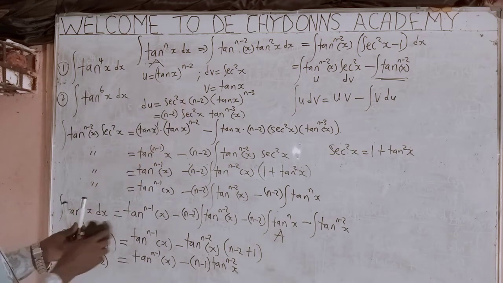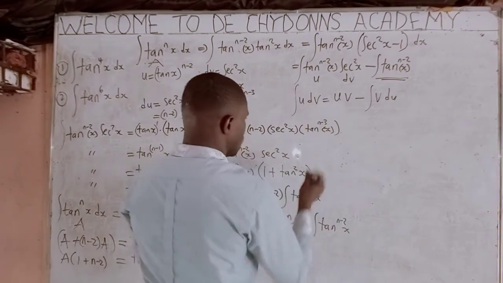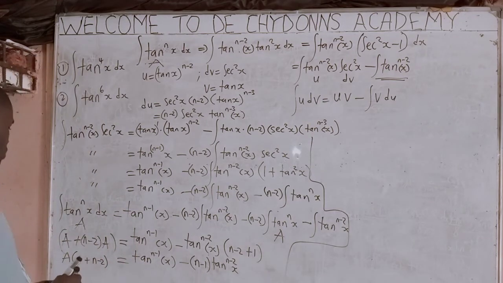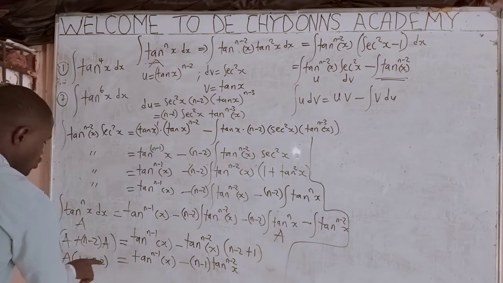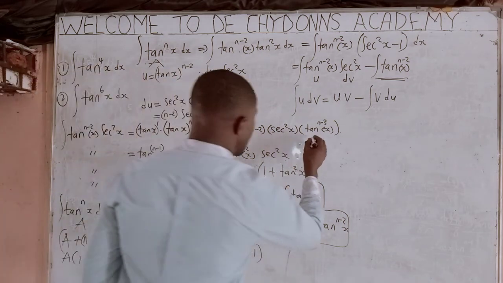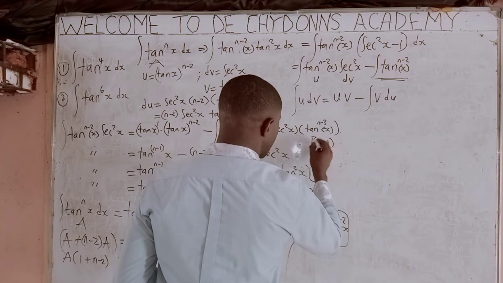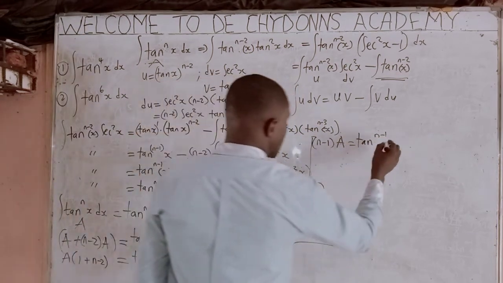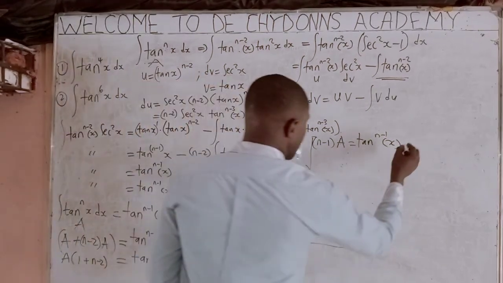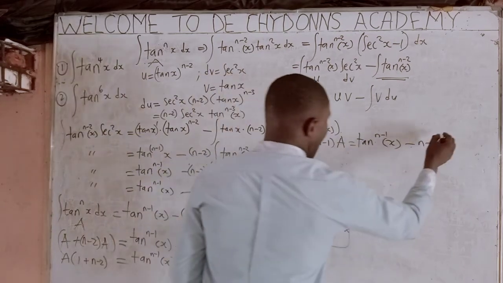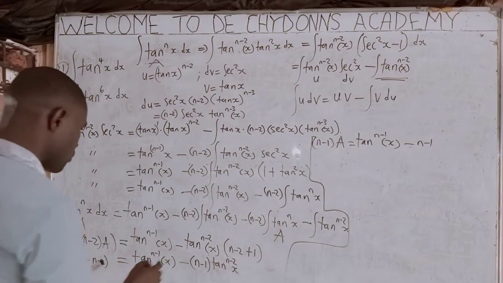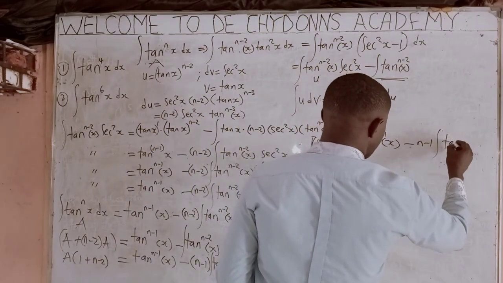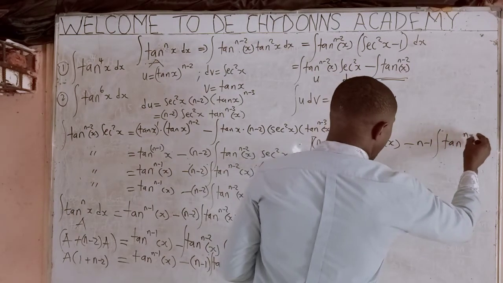Okay, we go to the other side of the board to continue. We now say from here that this 1 minus 2 is minus 1, then that 1 minus 2 is minus 1, so this will be giving you n minus 1. You say (n-1) a is equal to tan raised to power (n-1) x minus (n-1) times the integration of tan^(n-2) x.